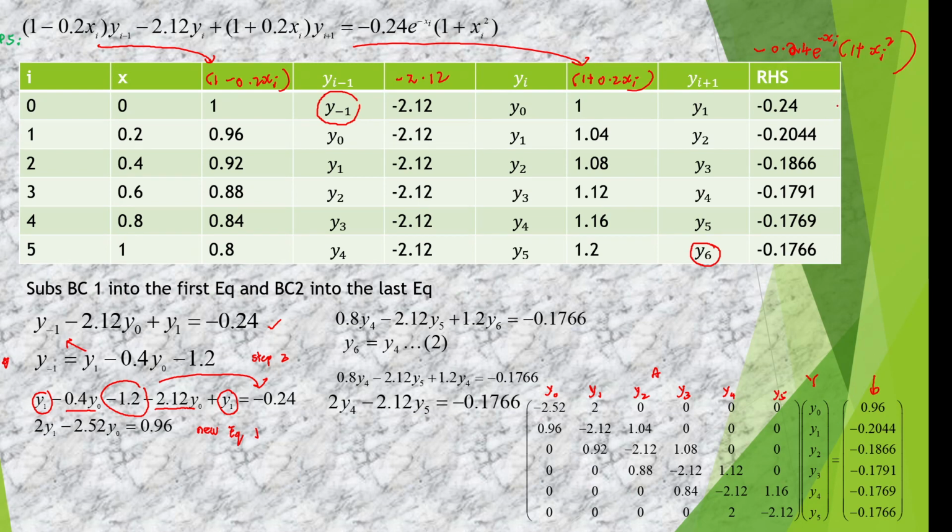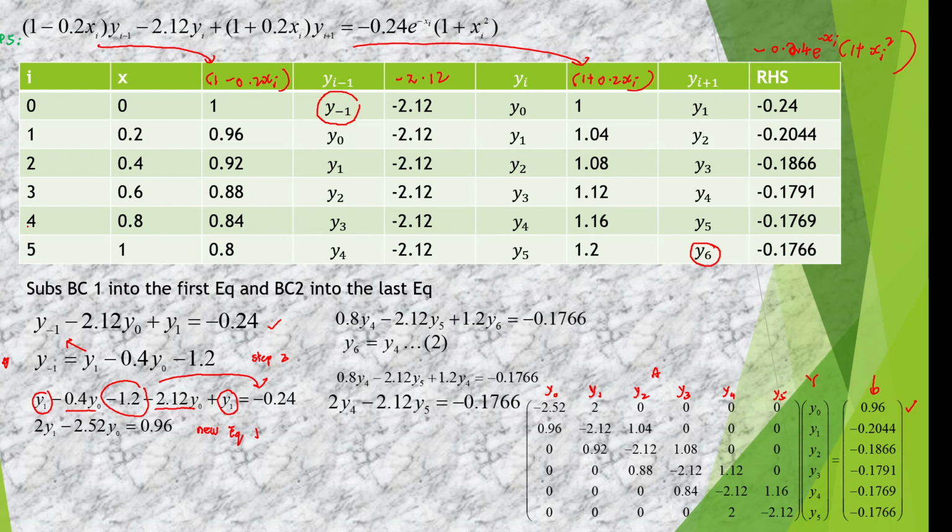But equation 1 here, you need to update because it consists of the term y negative 1, where we updated here. We obtain negative 2.52. So we put up here negative 2.52 y naught, y1 coefficient is 2, right hand side is 0.96. Then you obtain equation 1. You have put equation 1 into the linear system AY equal to B.